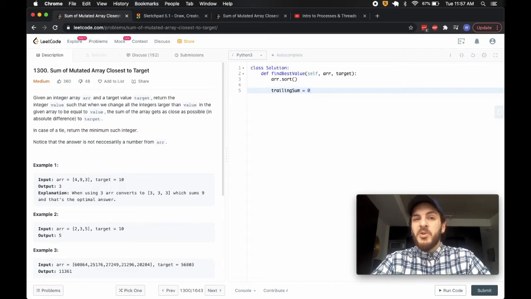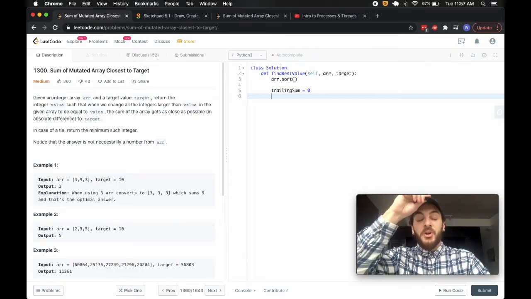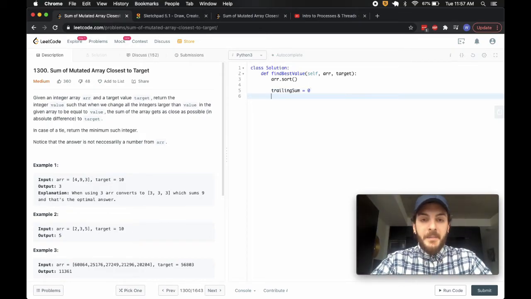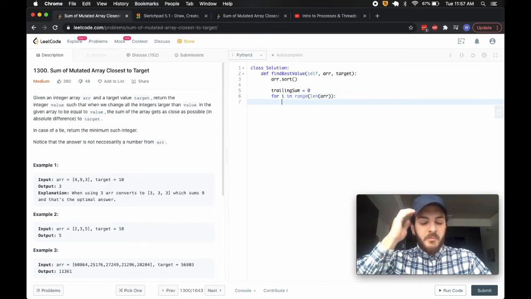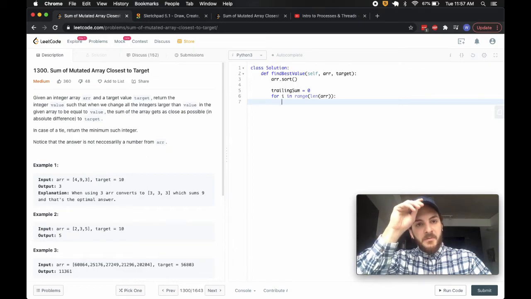I'll call it trailing sum. We'll start it at 0 because we haven't started anywhere yet. We haven't added anything in. Then I'm going to say for i in range the length of the array. So this is the index we're going to be walking through one by one. And we're going to say the following.